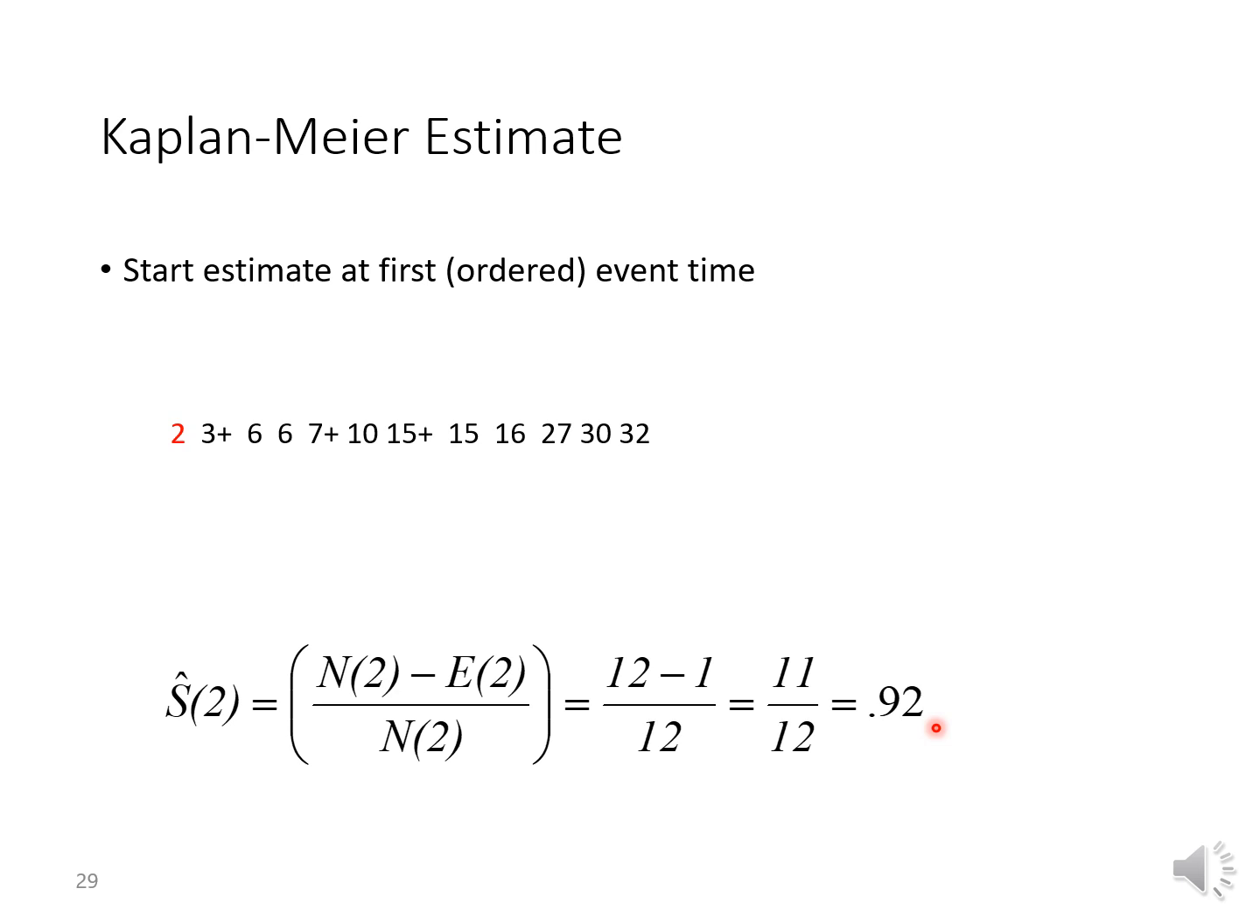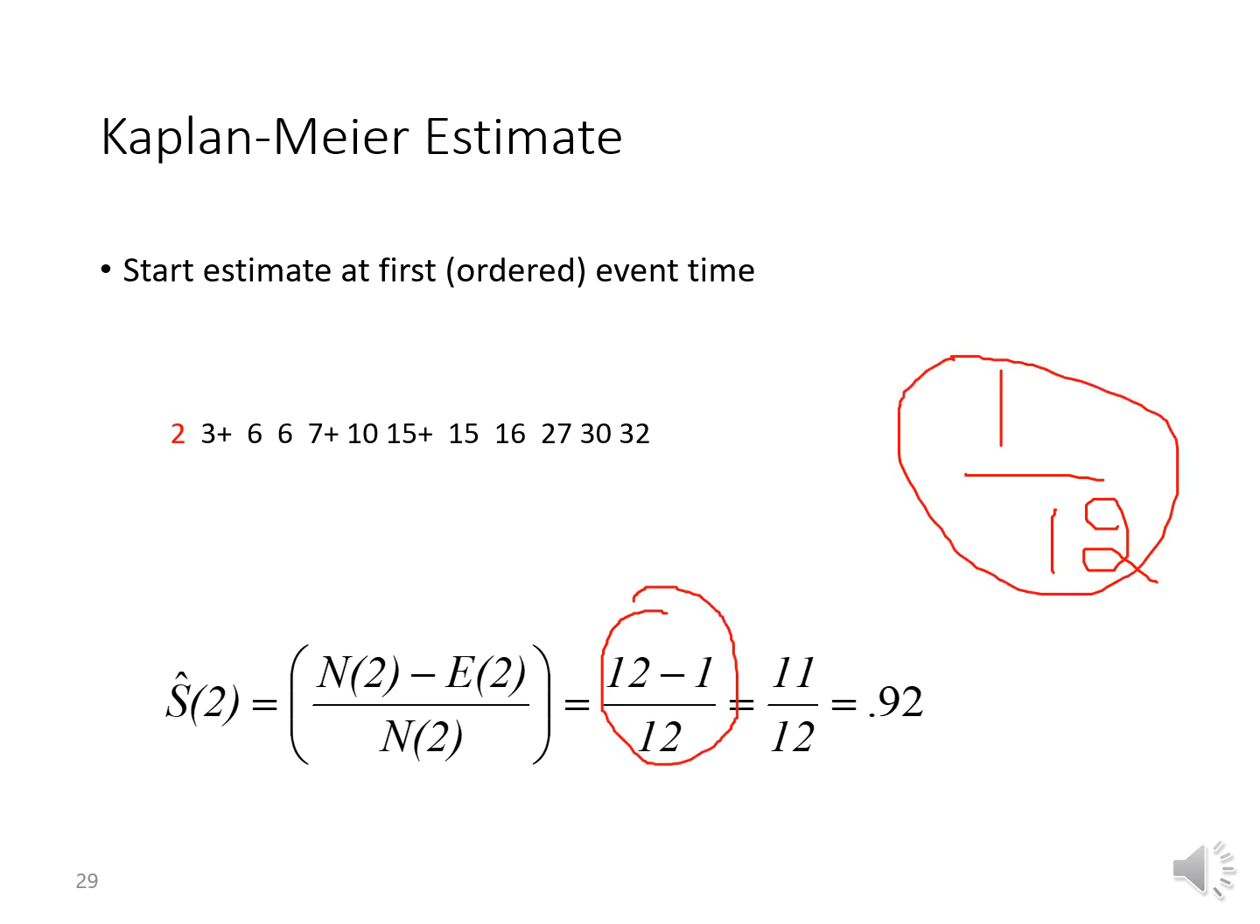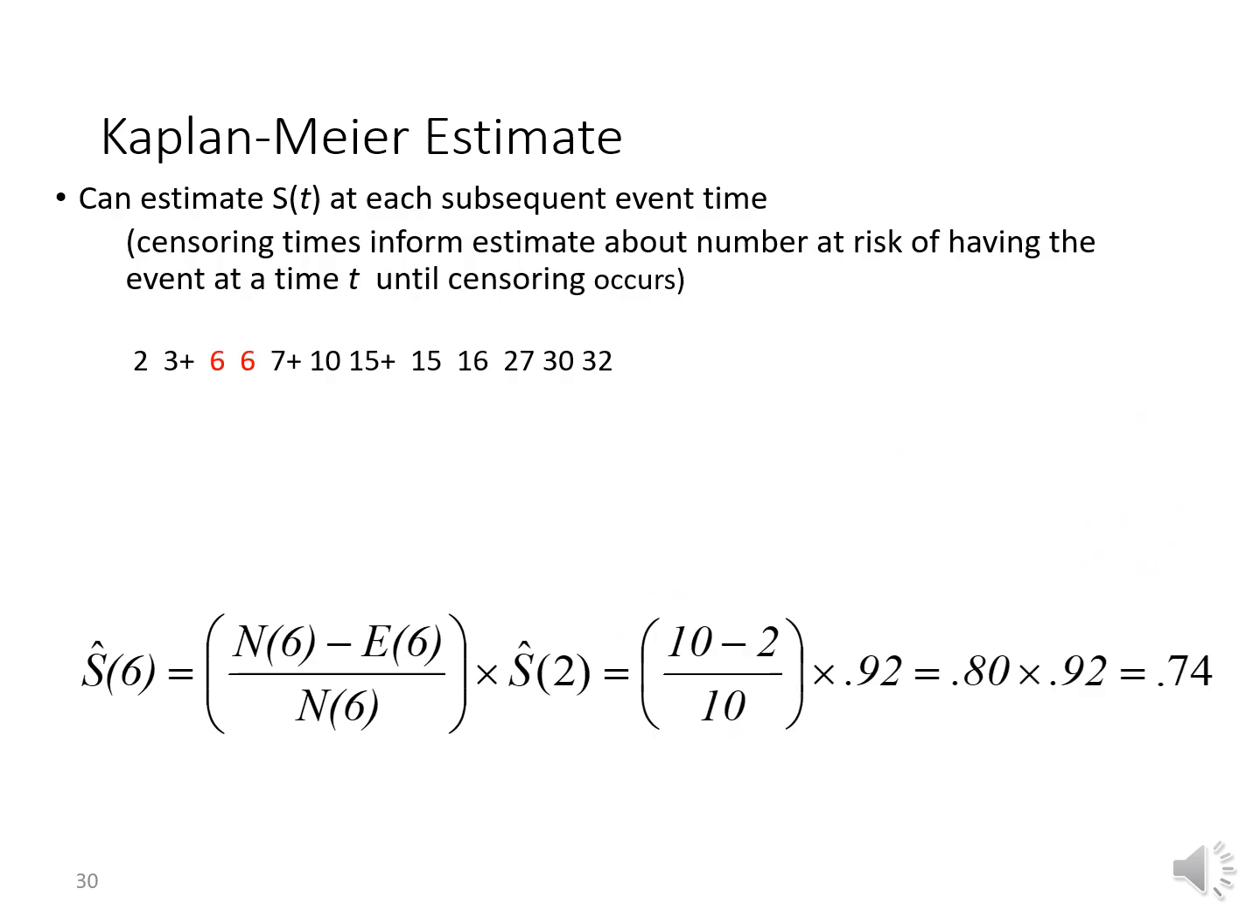Of course, from this, I can also tell you the probability of the event, which is actually 1 out of 12. The probability of surviving the event is 12 minus 1 over 12. So this is the probability of surviving, and this is the probability of having the event. But the curve is about the probability of survival. So therefore, it is 12 minus 1 over 12.